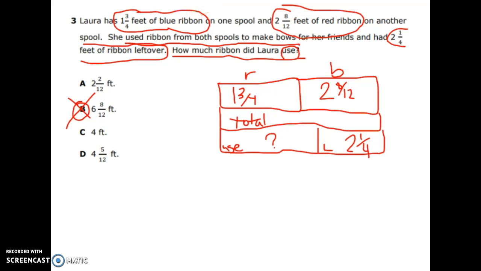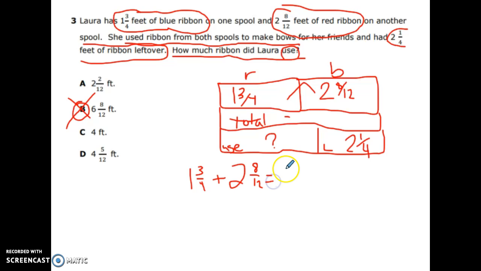Okay? And so going back now, and I'm looking at my strip diagram, I'm going to go ahead and put these two together, my red and blue together, so that I can figure out my total amount. So 1 3/4 plus 2 8/12.